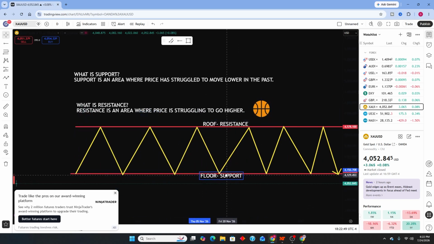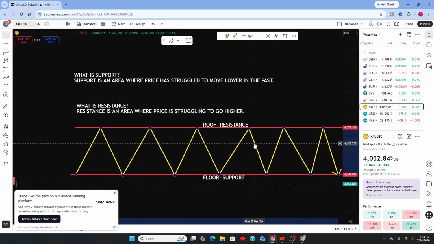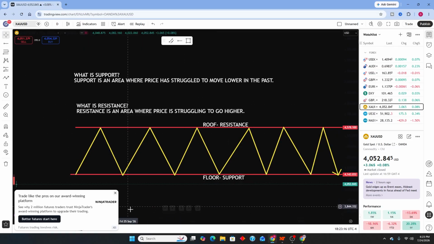So, support is basically the floor, resistance is basically the roof. And price bouncing between roof and floor is price bouncing between your support and resistance levels. Okay? So then you want to ask yourself, why does price react around these areas? You feel me? Why, when price comes to these support or resistance areas, why would it move there?